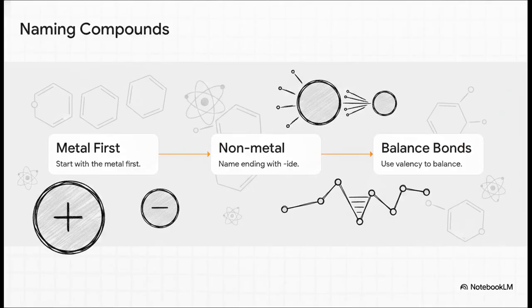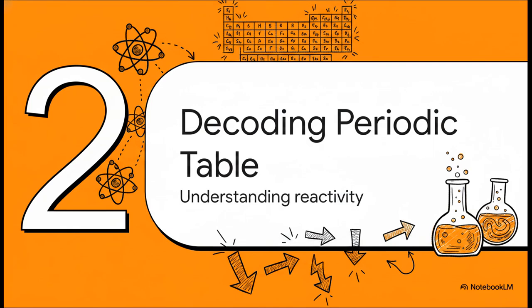So, writing a chemical formula is basically just following a simple 3-step dance. Step 1, always write the metal first. Step 2, bring in the nonmetal but change its ending to "ide." So, sodium and chlorine become sodium chloride. Simple, right? And step 3, to balance the bonds, you just look at their valency numbers and swap them to figure out exactly how many of each atom you need. Easy.